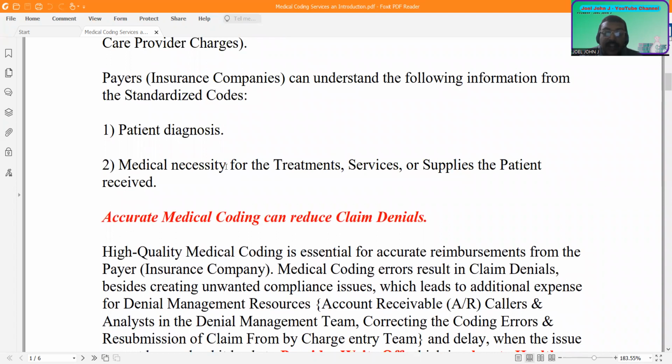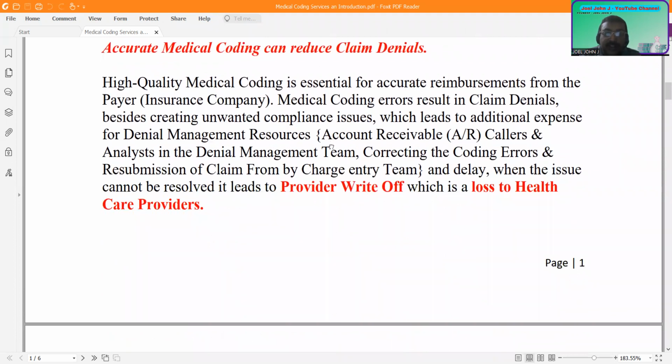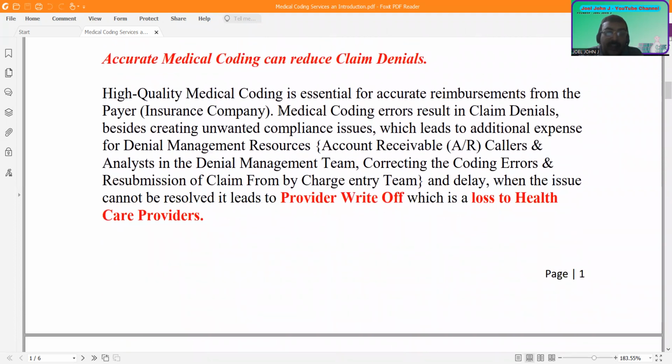So to give you additional knowledge: accurate medical coding can reduce claim denials. High quality medical coding is essential for accurate reimbursement from the payer, that's the insurance company. Medical coding errors result in claim denial, besides creating unwanted compliance issues, which leads to additional expenses for denial management resources.